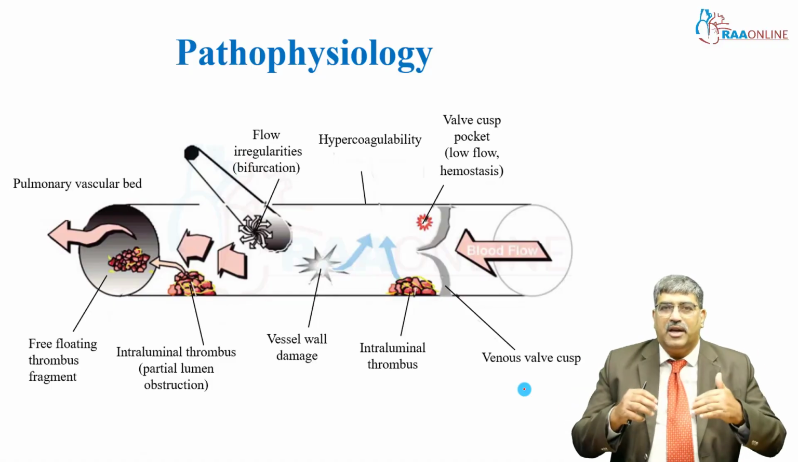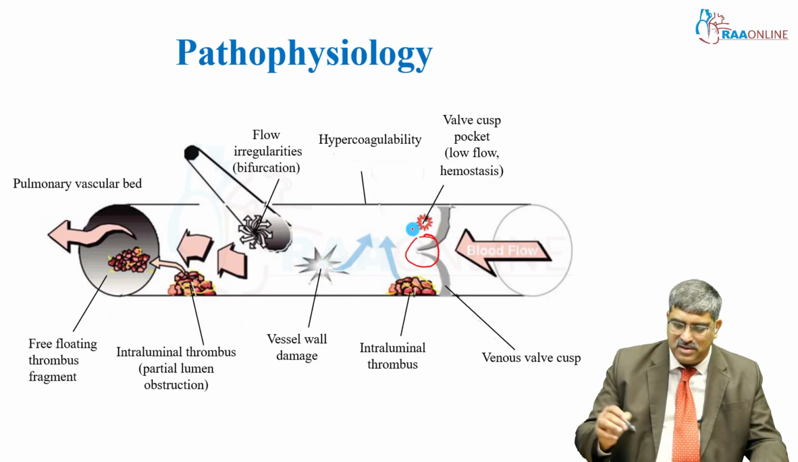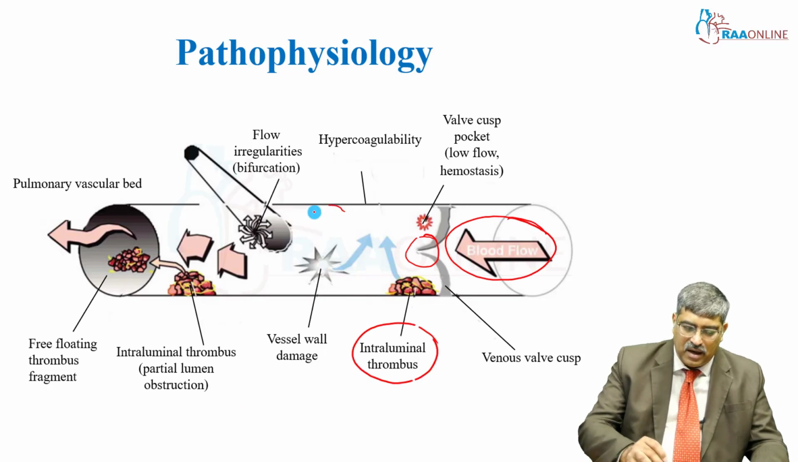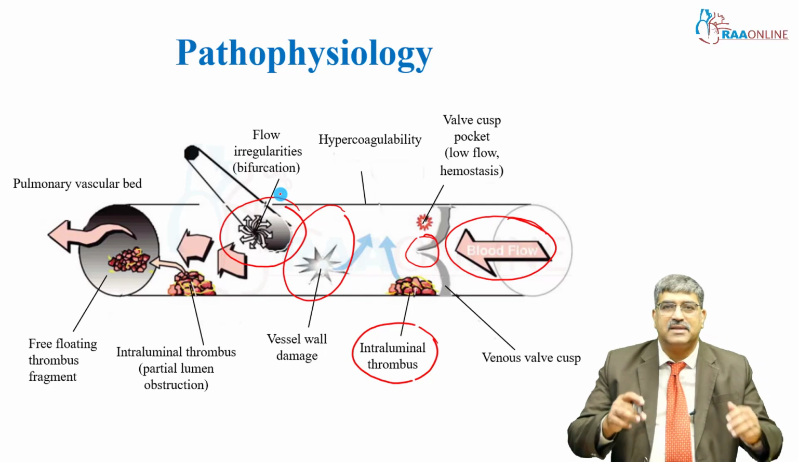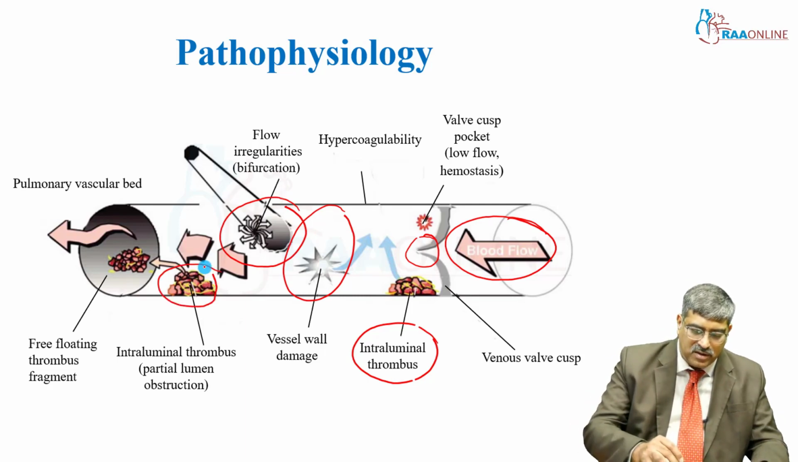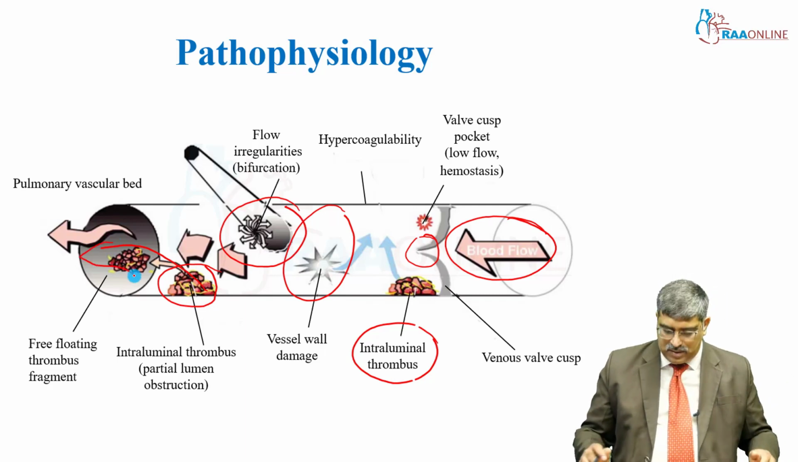To put it in another way, what happens in the vessel lumen? Your valve is damaged, the blood flow is slow, there is intraluminal thrombus formation, and there is trauma to the vessel wall. Flow irregularities and vortex formation can happen, and the thrombus which is formed migrates to the proximal pulmonary segment.